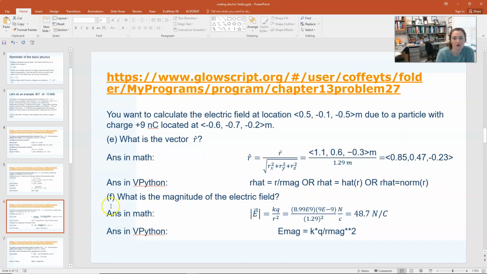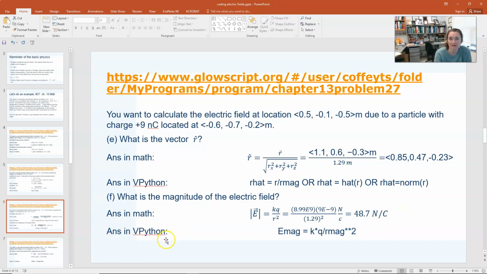Now, what's the magnitude of the electric field? Well, the way to do that in math is to take K multiplied by Q and divide it by the magnitude of r squared. So K is 8.99 times 10 to the 9th. Q would be 9 nanocoulombs, so that's 9 times 10 to the minus 9 coulombs. And then you divide it by the distance from the observation to the source, and that's 1.29 meters squared. So doing all that, sticking it in SI units, you get 48.7 newtons per coulomb for the magnitude of your electric field. So that's how to do it.